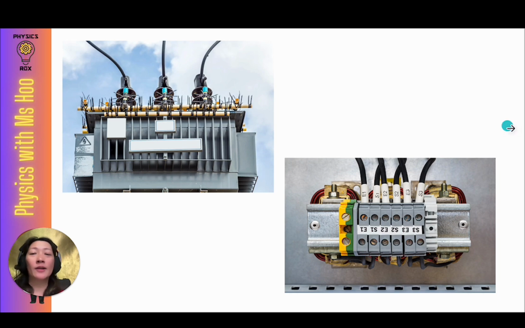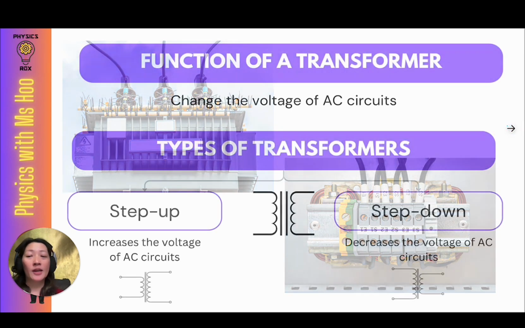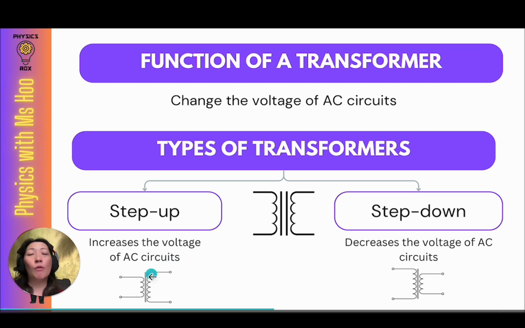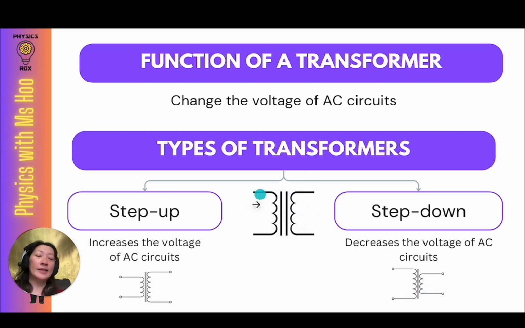So now that we understand how the operating principles work, it should be quite clear to you that for a step-up transformer, there are more loops on the secondary coil, whereas for the step-down transformer, there are fewer loops on the secondary coil. This is the general symbol for the transformer. And as you can see, this is based on the construction of the simple transformer. You've got the iron core in the middle here, and then the primary and secondary coil.